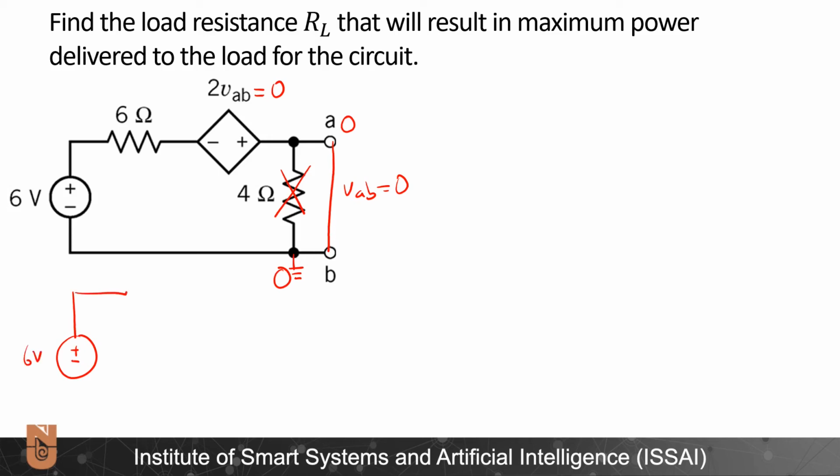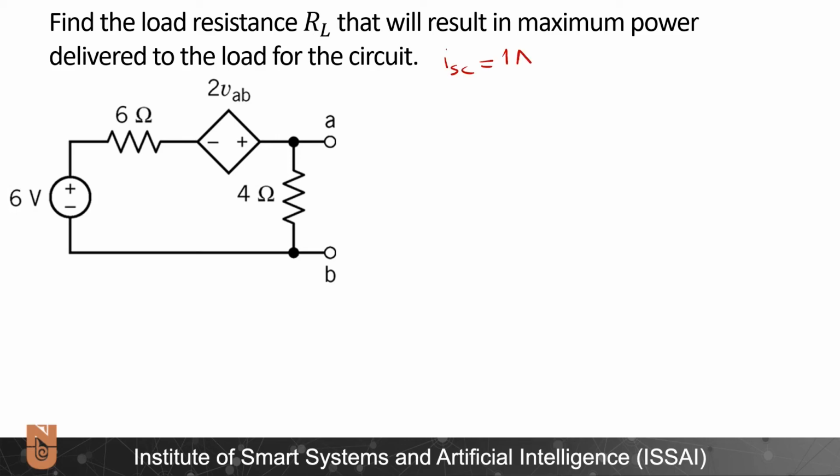6 volts, 6 ohms, and I short circuit is passing through here. Accordingly, I short circuit is 6 volts over 6 ohms, which is 1 ampere. I found this. Alright, in the previous slide, we found I short circuit is 1 ampere. Now I need to find the V open circuit.